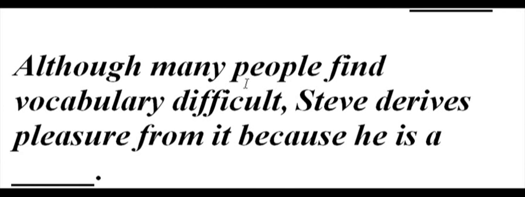Another one. Although many people find vocabulary difficult, Steve derives pleasure from it because he is a blank. Now, the relationship that we have here is people, many people, and Steve. These are the two things that are going to be compared or somehow tied. And the key word here is although. Now, although indicates an opposite relationship. So many people find vocabulary difficult. What is a word that indicates the opposite of finding vocabulary difficult? Well, there are many. But one that could be there is sesquipedalian, which is someone that likes big words.